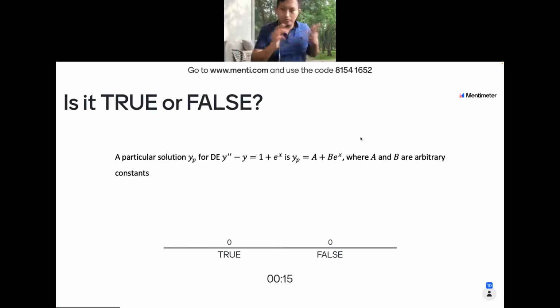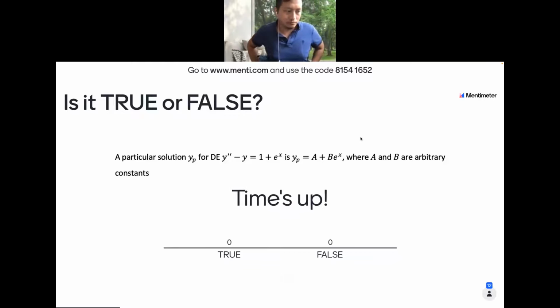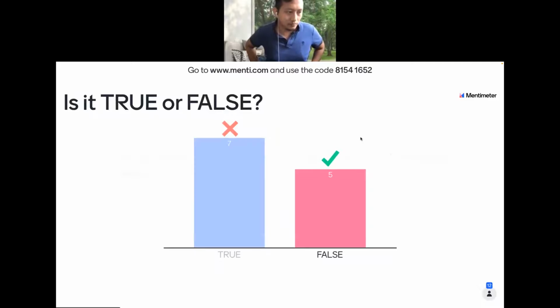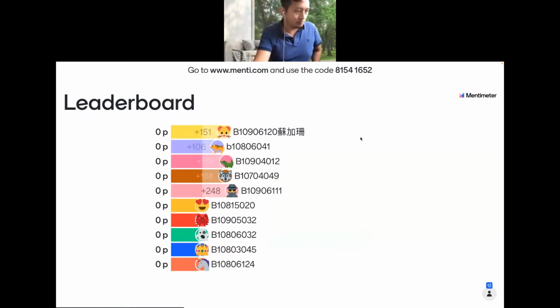This is just to make sure whether it's true or false. No need to calculate the end result, but if you want to check, you can also check. Yeah, it's false because of duplication. Remember, whenever you have duplication, you need to multiply by x or x squared or x cubed, depending on the situation.